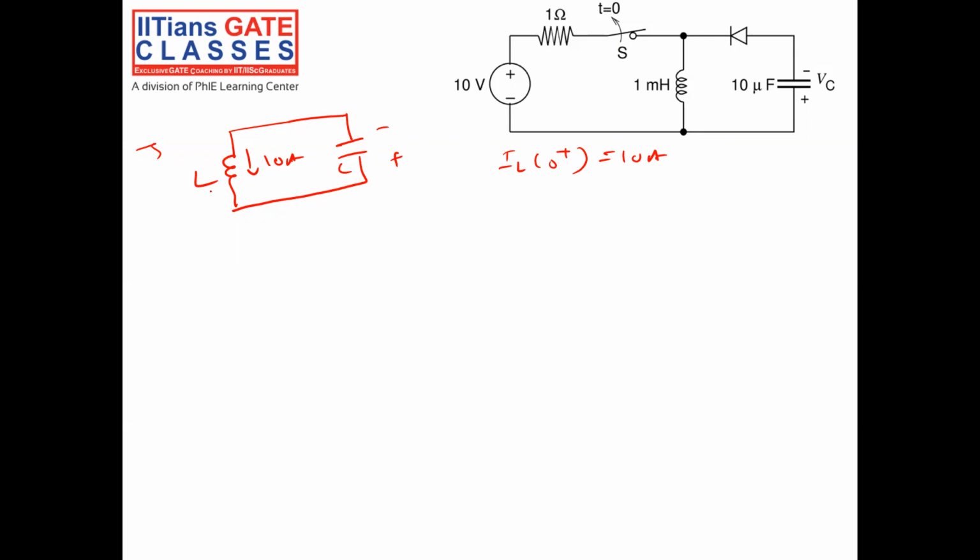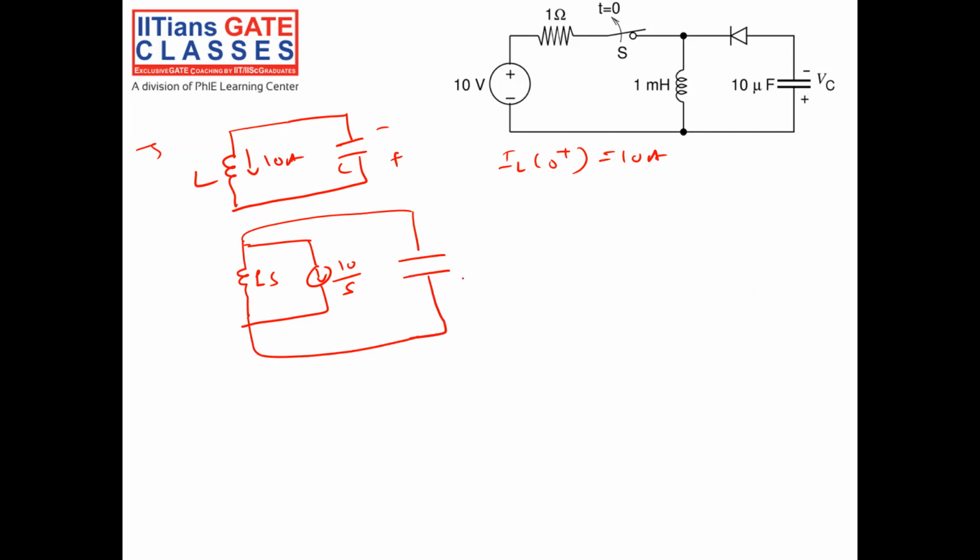Okay, now you have to go to Laplace transform, right? Taking the initial current in the inductor as 10 ampere, you convert it into Laplace, right? If you convert into Laplace, it will be Ls. Okay, and the current that is flowing through changes to 10 by s. Okay, current is 10 by s. Okay, the capacitor impedance is given by 1 by sC, right?